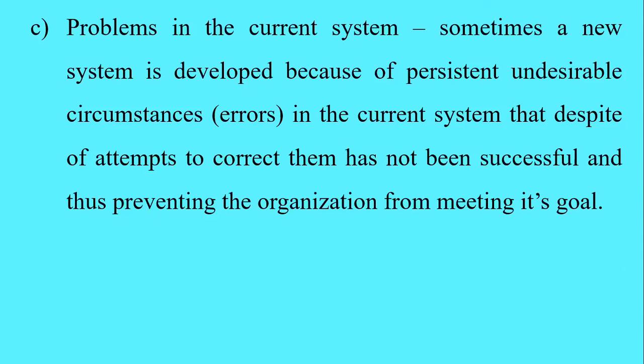Number three is when there are problems in the current system. Sometimes a new system is developed because of persistent and undesirable circumstances or errors in the current system that, despite attempts to correct them, have not been successful, and therefore prevent the organization from meeting its goals.